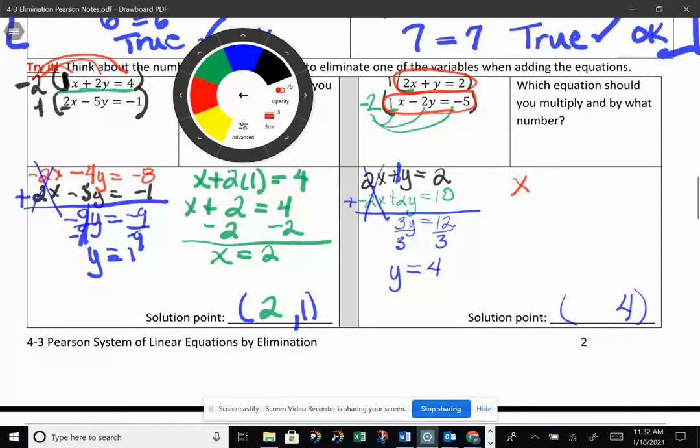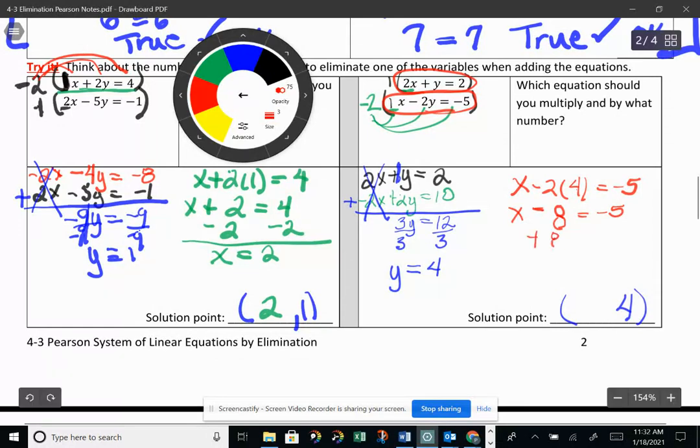It's totally fine. x minus 2 times 4 equals negative 5. So 2 times 4 is 8. And a negative times a positive gives you negative 8, so x minus 8 equals negative 5. Then we're going to add 8 to both sides. So those cancel out. So x is equal to negative 5 plus 8. And this ends up being 3. And then this is for the first part of elimination. These are your notes for the first part of your assignment.